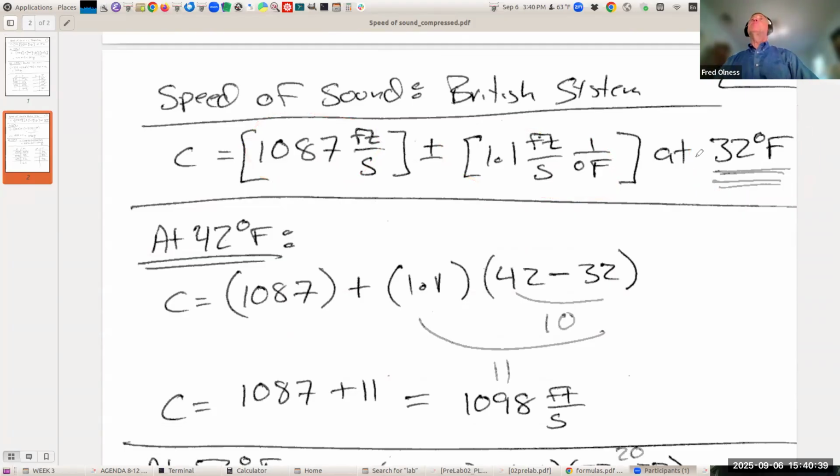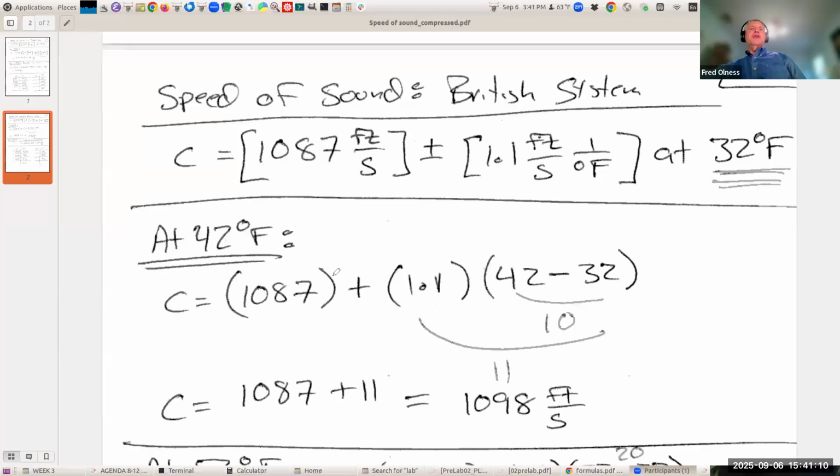So to help remind you that 32 is special in the Fahrenheit system, I will typically, but not always, ask you, instead of at 40 degrees, at 42 degrees or 52 degrees or 62 degrees. And that should tip you off that we're using the British system and you reference not to 0 Fahrenheit, but to 32 Fahrenheit. So there's an extra step. Let me walk you through that.